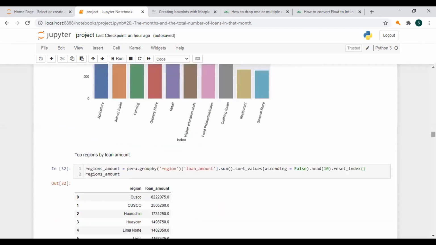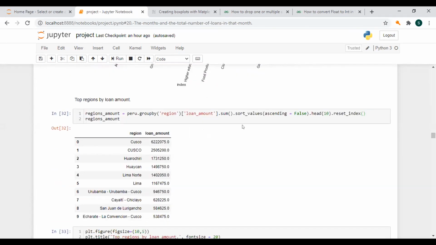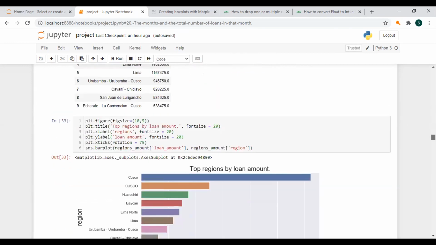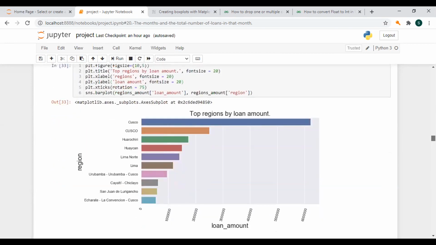Then top regions by loan. I did a group by to single out region and loan amount. In most of my plots, I was using the top 10 because my data had around 22,000 plus rows, so I could not visualize all of that. Then for this, I did a bar plot again.